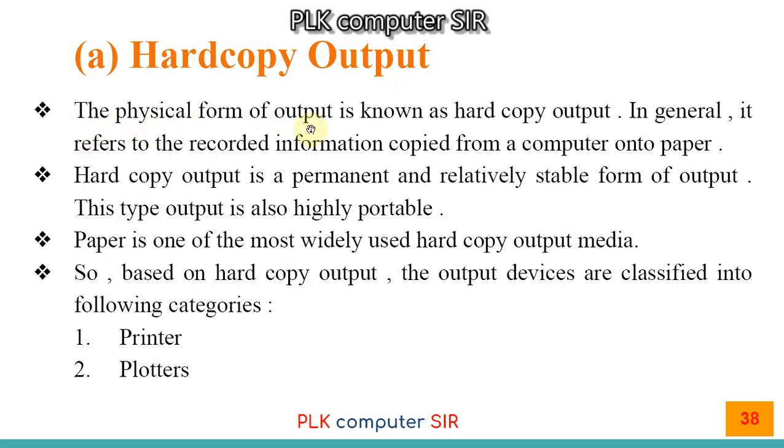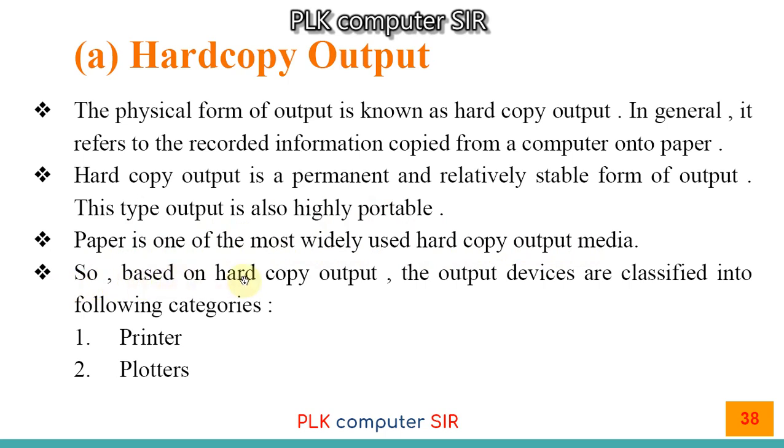Now, hard copy output. The physical form of output is known as hard copy output. In general, it refers to the recorded information copied from a computer onto paper. So generally paper printed items are hard copy output. Hard copy output is a permanent and relatively stable form of output. This type of output is also highly portable, so it can easily be carried from one place to another. Paper is one of the most widely used hard copy output media. So printing paper we use the most.